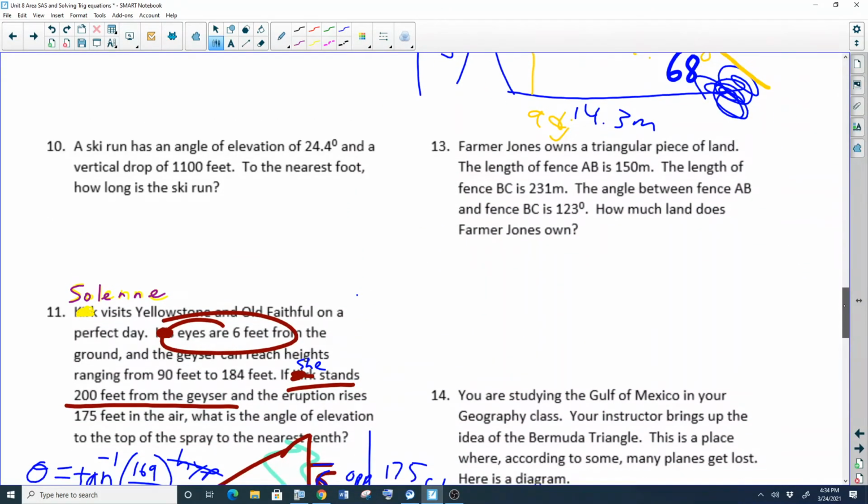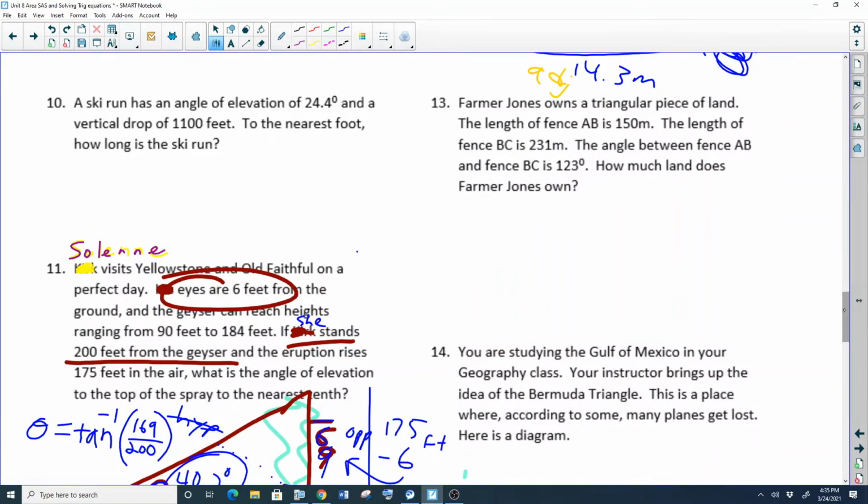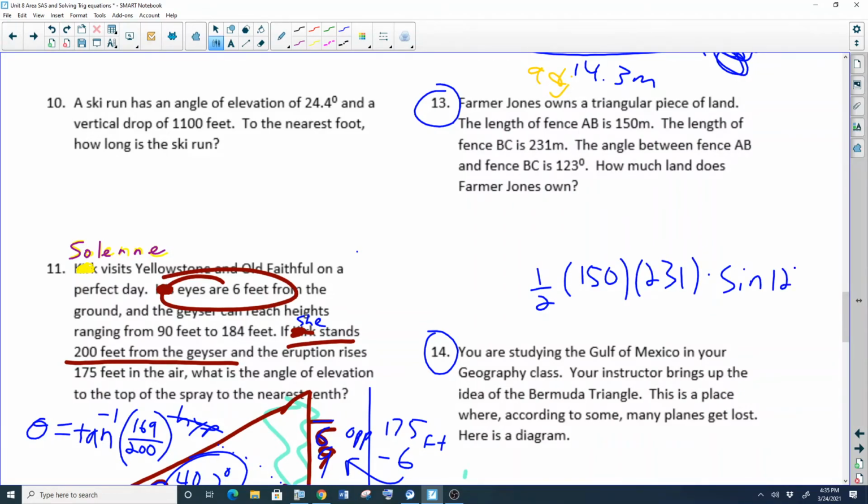Okay, last but not least, 13 and 14 are actually going to be area of a triangle. That's a different formula. So you're going to use 1/2 the side they give us, 150, times the other side they give us, 231, and then times the sine of the angle between the sides. And so that's how you do number 13 and 14, is just using our area formula for area of a non-right triangle.